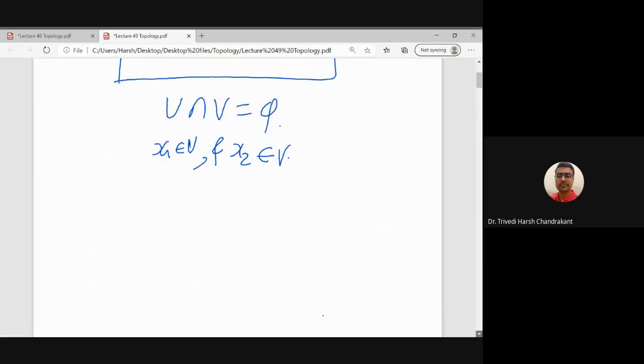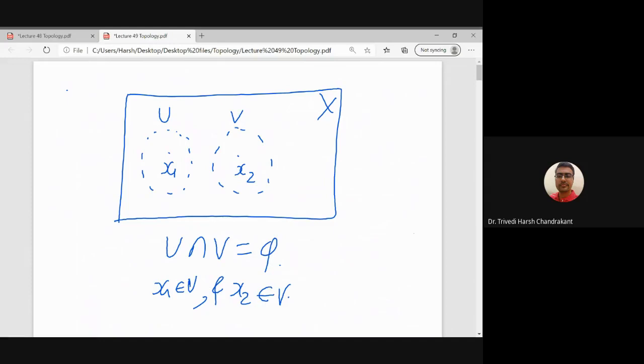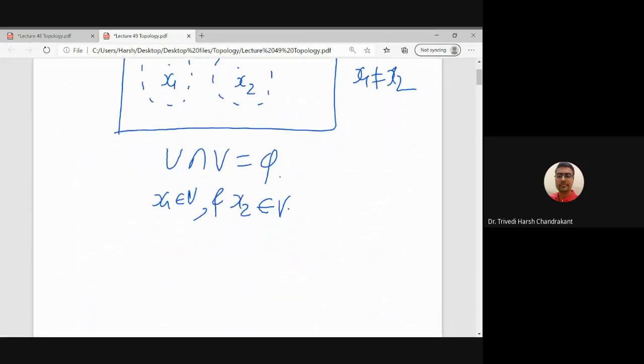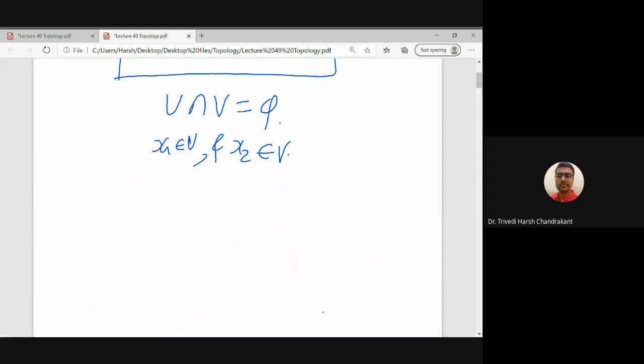So briefly, this property says that U and V separate the points x1 and x2, which are distinct points, x1 is not equal to x2. So whenever we have a pair of distinct points x1 and x2, we can separate them by disjoint open sets U and V. In this case, U and V are known as separating x1 and x2. So we will see this terminology briefly. Let us see the definition.